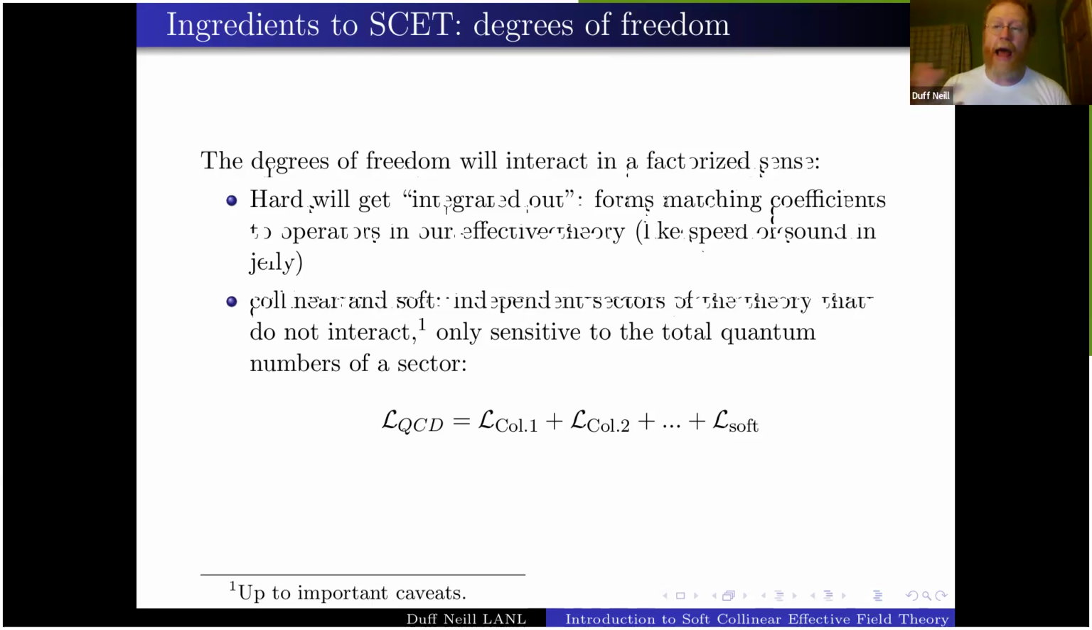The same thing is going to happen in SCET. There are going to be all of these highly virtual fluctuations that are at very large energy scales. That will be, quote unquote, integrated out or calculated and then put into a matching coefficient, a number that's just going to sit in front of our operators in our effective theory. And that's how we're going to deal with those hard degrees of freedom that I talked about beforehand.